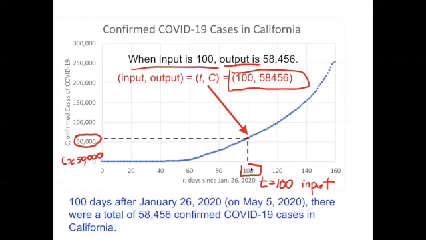So one way that we could write that out in a sentence would be: 100 days after January 26th, there were a total of 58,456 confirmed COVID-19 cases in California. So on your homework, you have some questions that are going to ask you to interpret a point on a graph. And when you interpret that, you don't want to use this dry, mathy language, but I'm hoping and expecting that you all can explain what this means in very, very practical terms that make sense to anybody walking down the street.